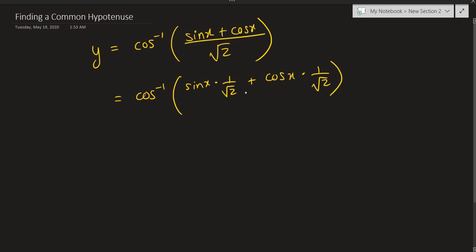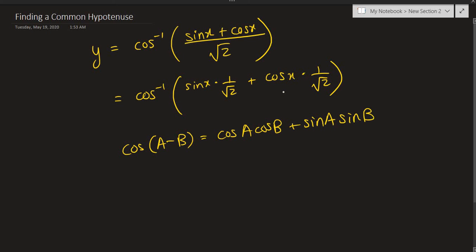Well, what does this remind us of? Are there any more formulas for the cosine that we can use? Well, the answer is yes, because recall what was the cos of a minus b. So cos a cos b plus sine a sine b. So we have all of these things. Say instead of a we have an x, so we have cosine of x times cosine of b is somehow 1 over root 2, plus we have a sine of x and a sine of b is nothing but 1 over root 2.